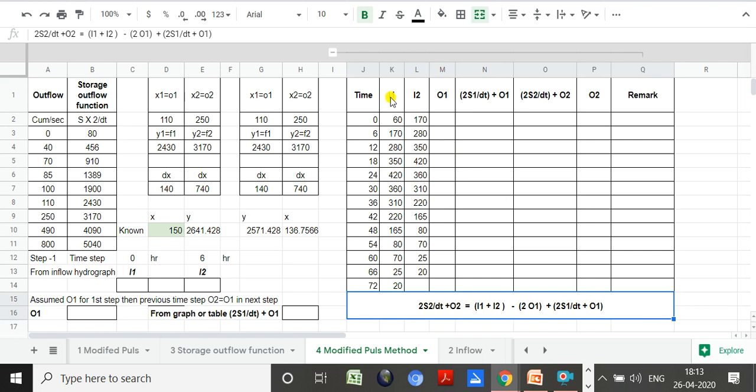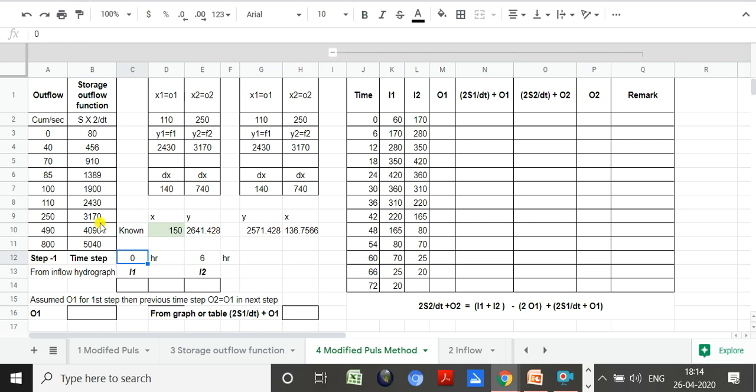So here in this table, I1 plus I2 is the second and third column, minus 2O1, the fourth column, after that plus 2S1 by dt plus O1, the fifth column. Now the procedure for the solution, step number 1: the time step 0 to 6 hour.